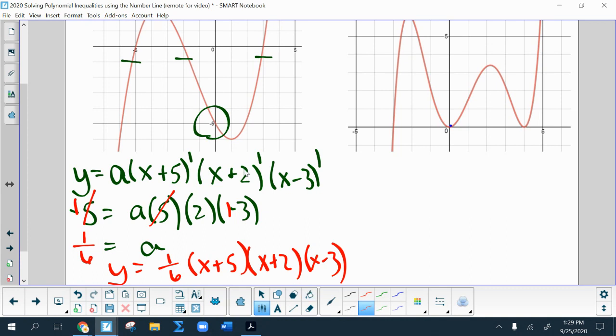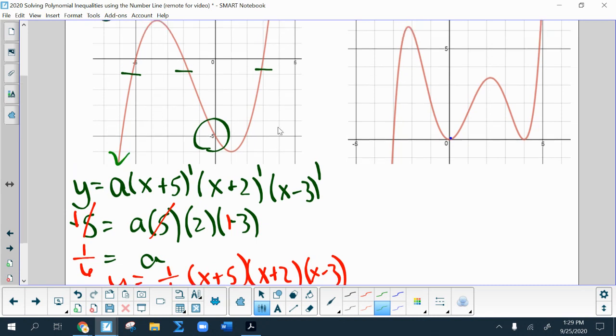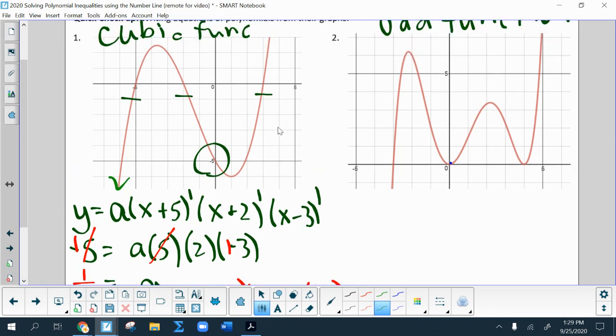You should have known from the very beginning that this was going to be a positive cubic function because the graph is going to -infinity on the left side and to positive infinity on the right side, which again, when we know our end behavior of our polynomials, we know that a cubic function, if it's a positive leading coefficient, is down on the left and up on the right.